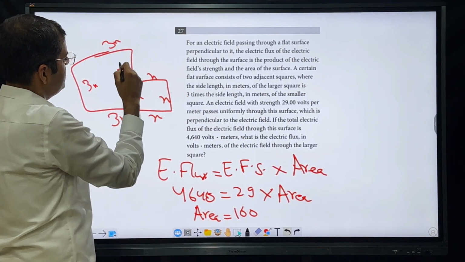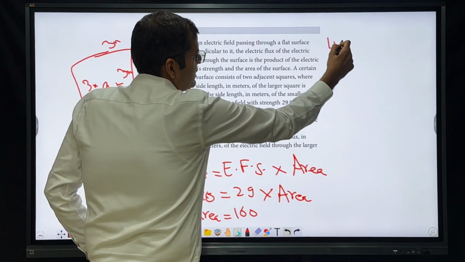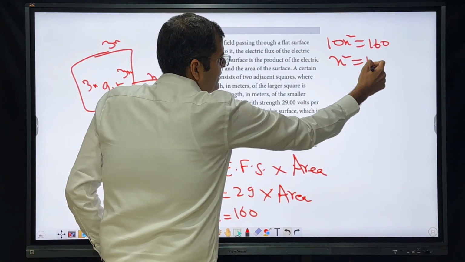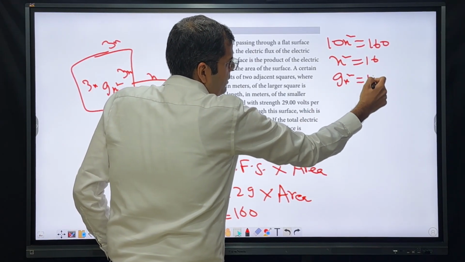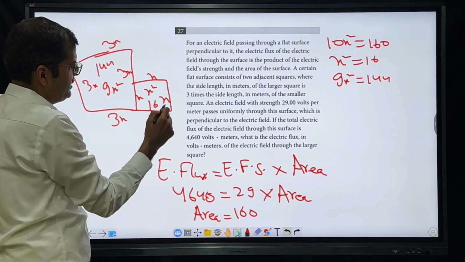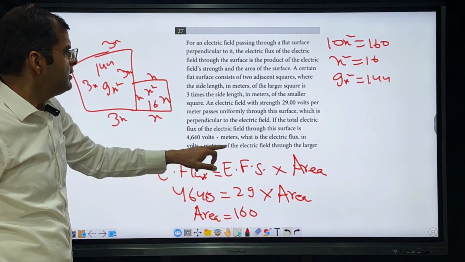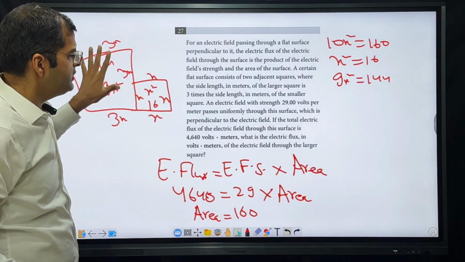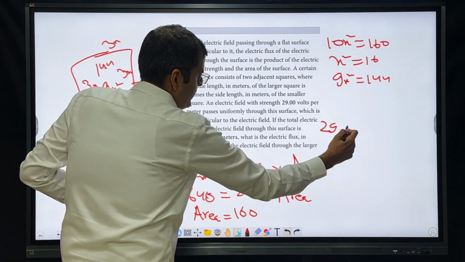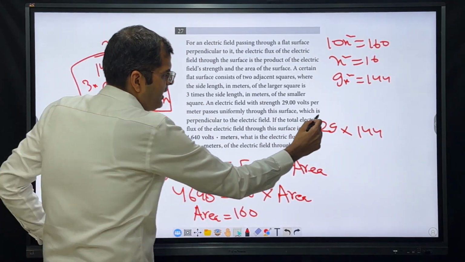What is the total area here? With 3x, this is 9x square, and this is x square. So 9x square plus x square, which is 10x square, is 160. Total area has come out to be 160. That means x square is 16 and 9x square is 16 into 9, 144. So the area of the larger square is 144, the area of the smaller square is 16. Now we have to find the electric flux only through the larger square. That will be EFS, that is electric field strength, which is 29, into the area of the larger square, which is 144. So 29 into 144 will be the answer here.